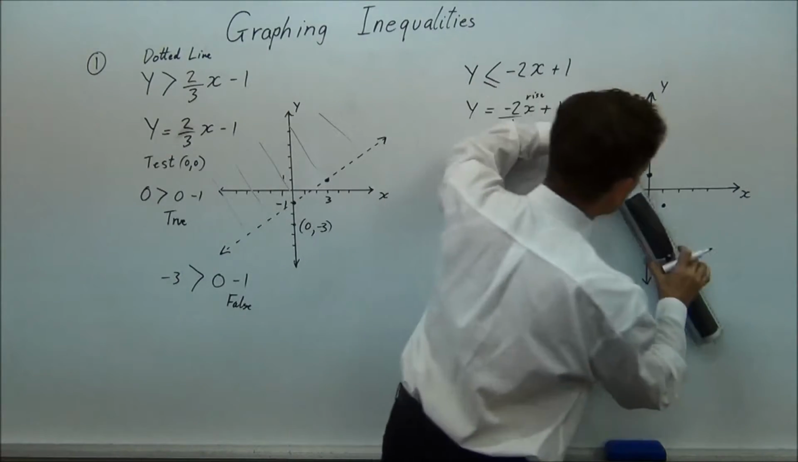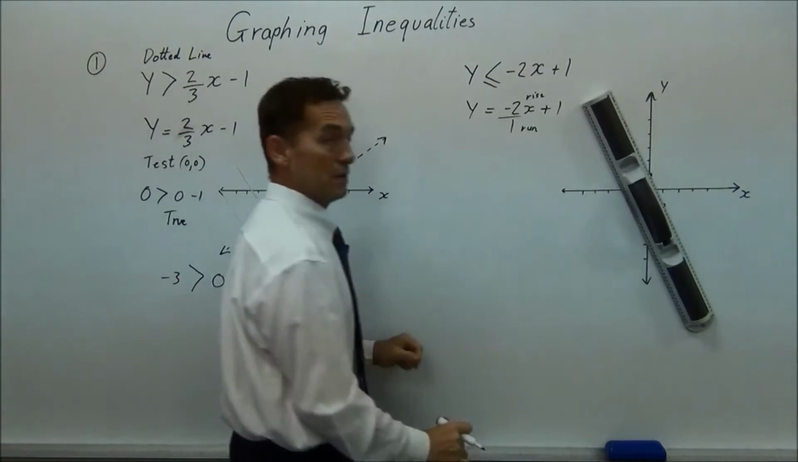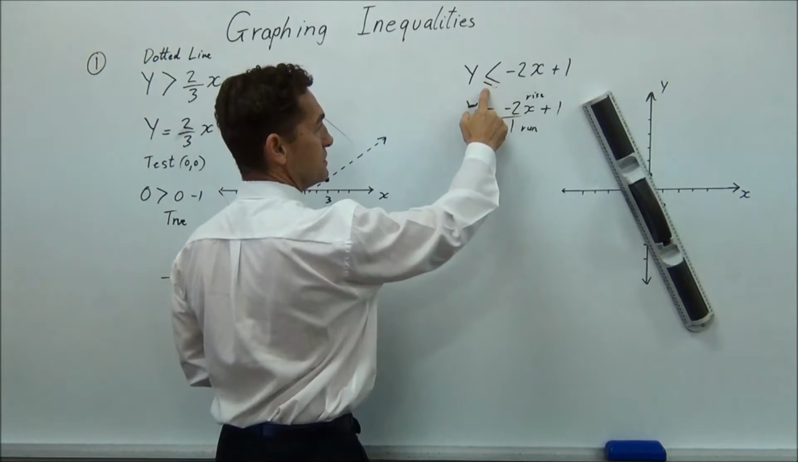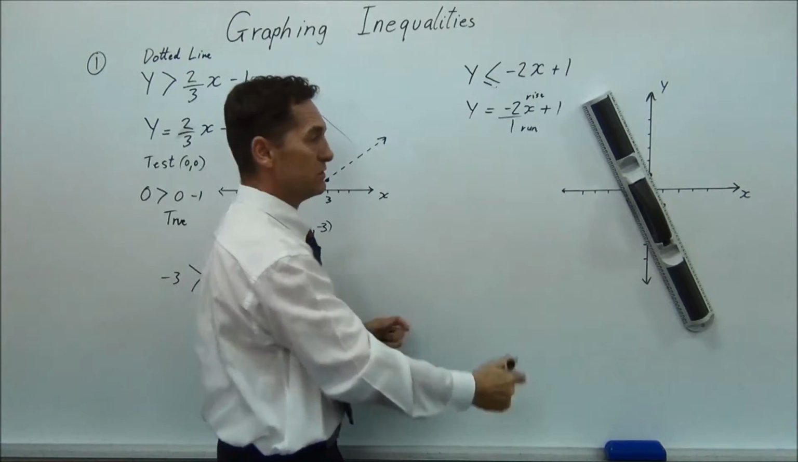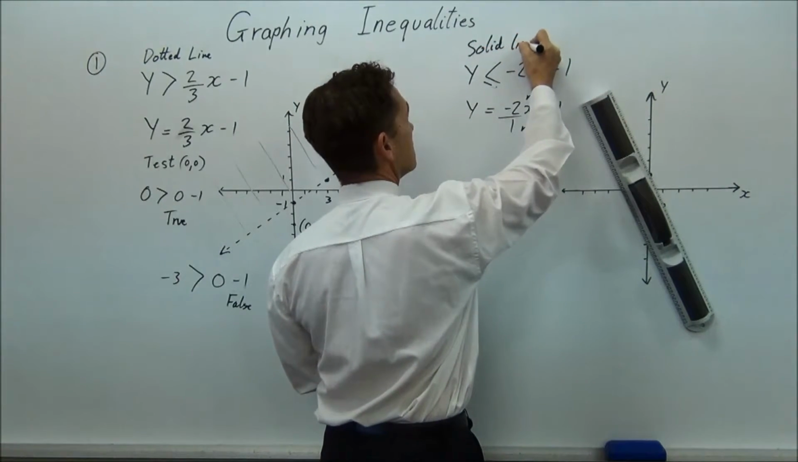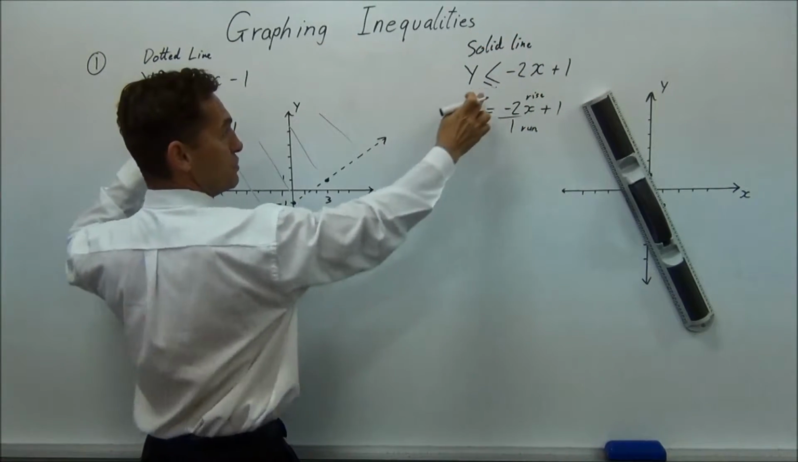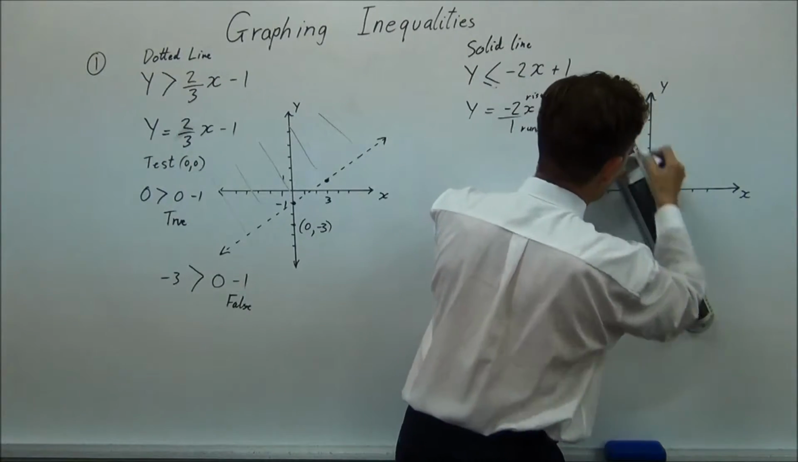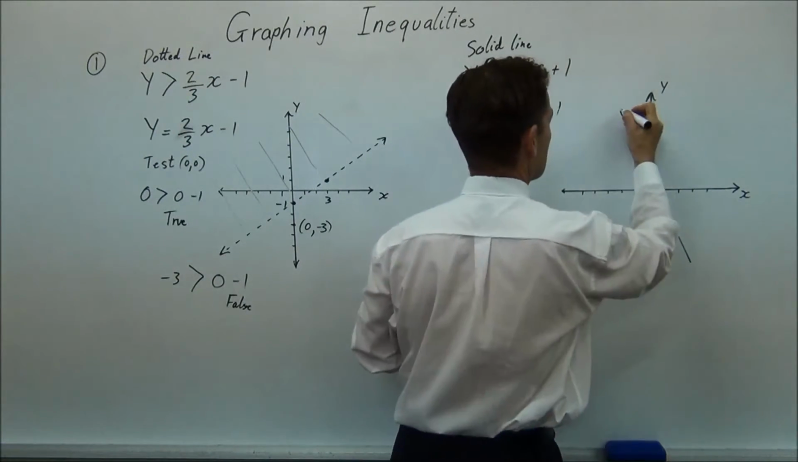So get ready to draw our line. Check the sign. So what's this sign? This has got less than or equal to, so that means it's a solid line. So this is a solid line, and I've deliberately put one like that and one like that so you can be aware of it. Draw our solid line.